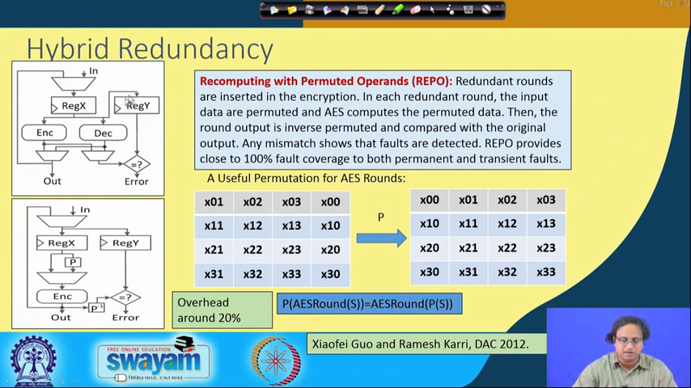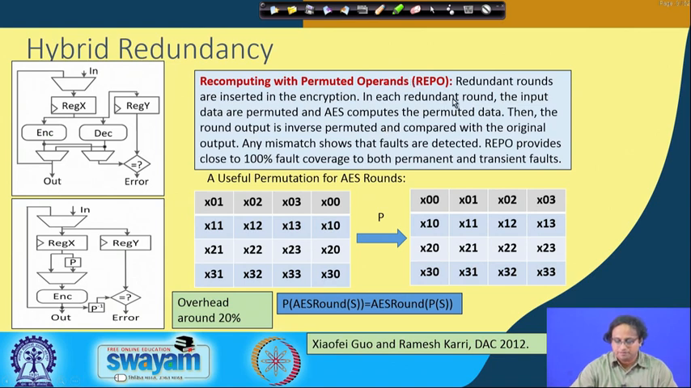For example, I will take an input X, I will encrypt it, I will get Y, and then I will put Y to the decryption engine and decrypt it, and I will verify whether it matches with my first plain text. Okay. Now there is another interesting proposal which is called recomputing with permuted operands, or REPO. Okay. So this particular style of design is based on, again, suppose we target the encryption process, we try to study a useful permutation for encryption.